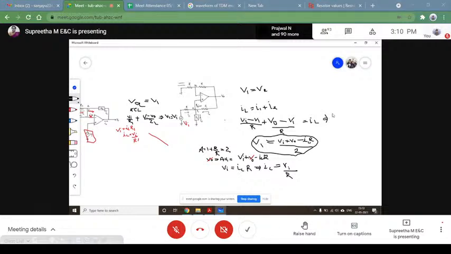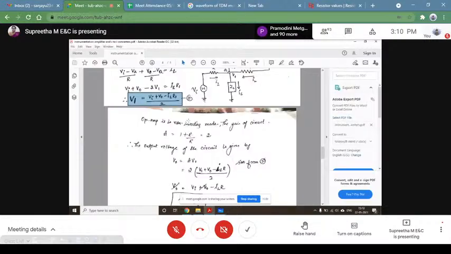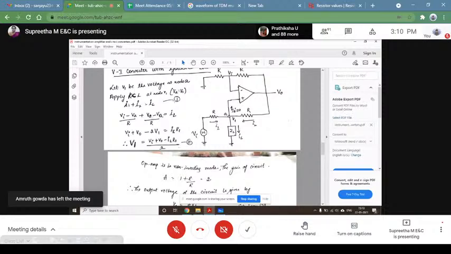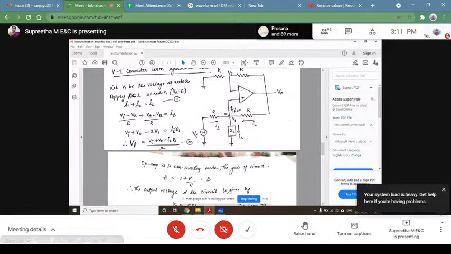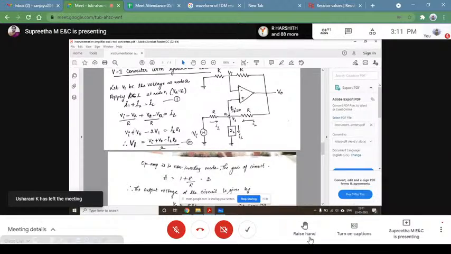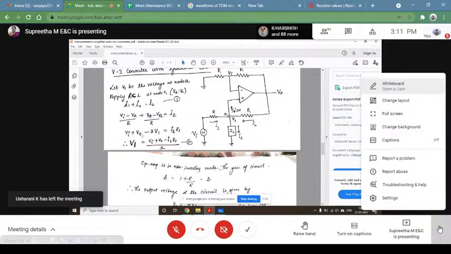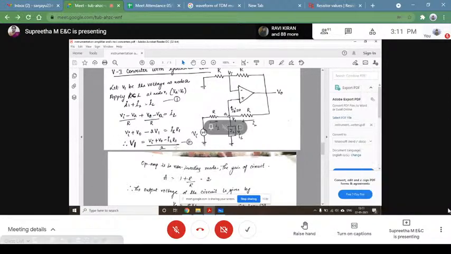So when you solve this, you get, I think I have done the intermediate stages over here. See, Vi plus V naught minus 2Va, where Va is equal to V1. So Vi plus V naught minus 2V1 is equal to IL into R1. So I bring 2V1 to the other side and the rest all to one side. So I get 2V1 is equal to Vi plus V naught minus IL into R1. And then I bring the 2 to the denominator.